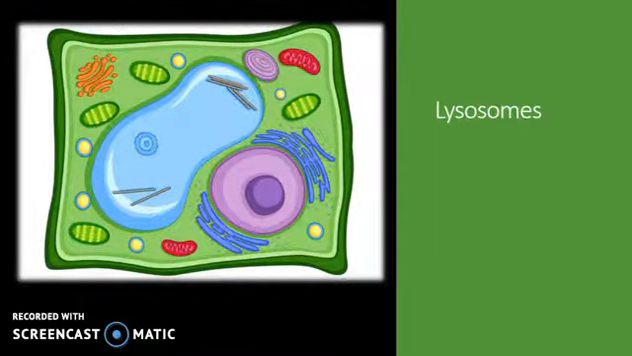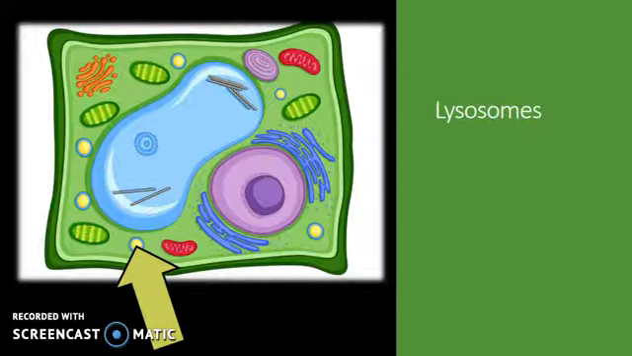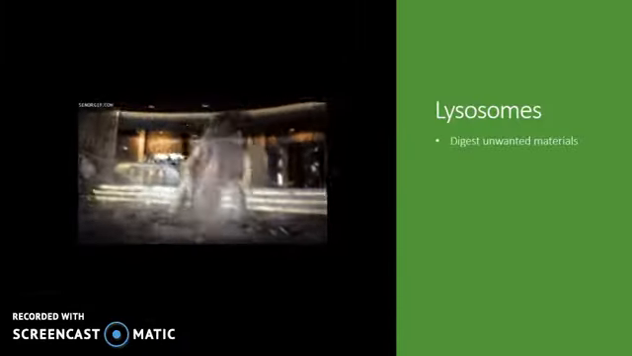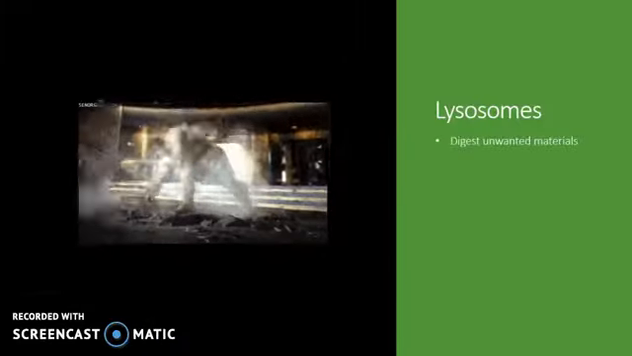Next, lysosomes. This one's one of my favorites. All it does is digest unwanted materials and break down the cell after death. So all of these little blobs right here will take in any unwanted materials and break them down, just like my man, the Hulk here.